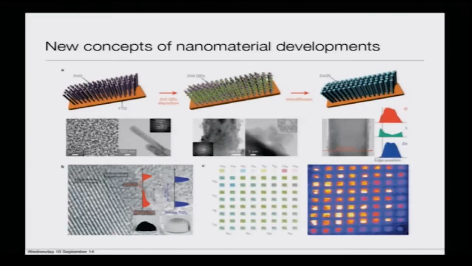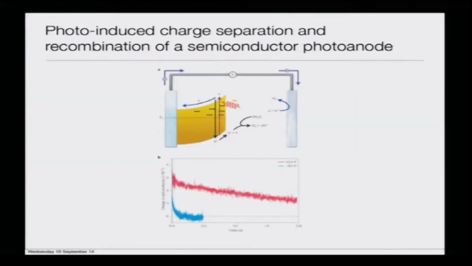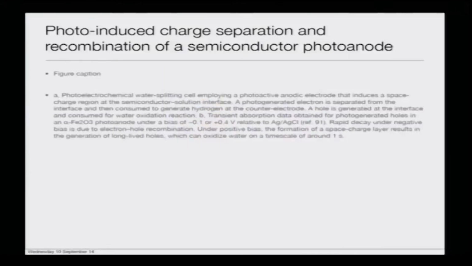Please go through the paper reference that I have given you, because that will give you a better idea about what development has happened in this area. This will give you an idea of the photo-induced charge separation and recombination of a semiconductor photoanode. This is the very fundamental principle of the photoelectrochemical cell, where you have an interface of a semiconductor and an electrolyte, and where the water splitting is taking place.